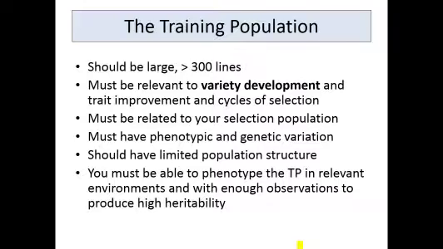The training population must be related to the individuals you hope to actually implement genomic selection in and select on based solely on genotype. The training population must have phenotypic and genetic variation. You can't have a training population where all the individuals are resistant and try to build a model, because it just simply will not work. You have to have variation. Your training population ideally would have a very limited population structure, and you must be able to phenotype the training population in relevant environments and with enough observations to produce high heritability.